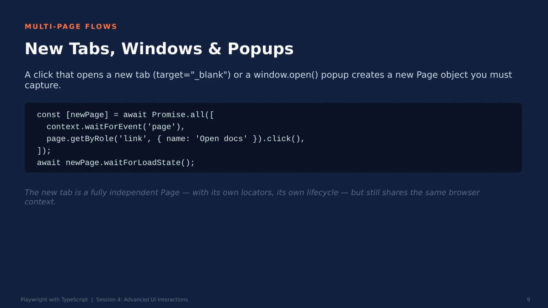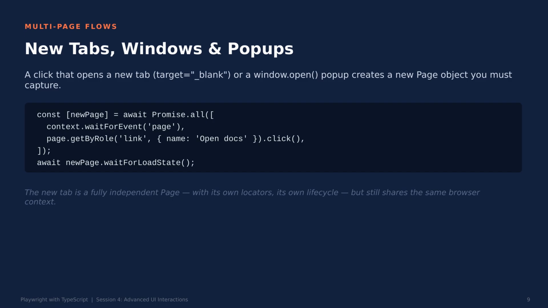Let's move to new tabs and pop-ups. A click that opens a new tab using target equals underscore blank or a window.open call actually creates an entirely new page object, and you need to explicitly capture it. Here's the pattern. const [newPage] = await Promise.all with context.waitForEvent('page') alongside the click that opens it, and then await newPage.waitForLoadState().